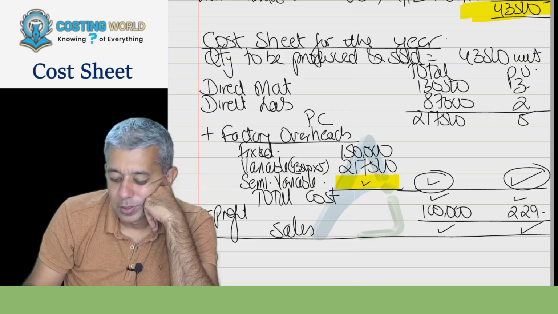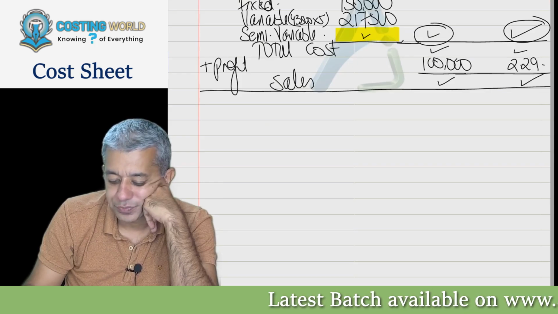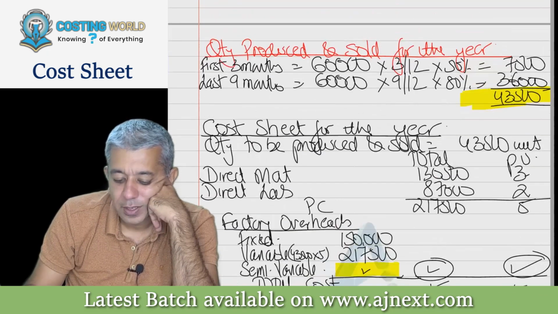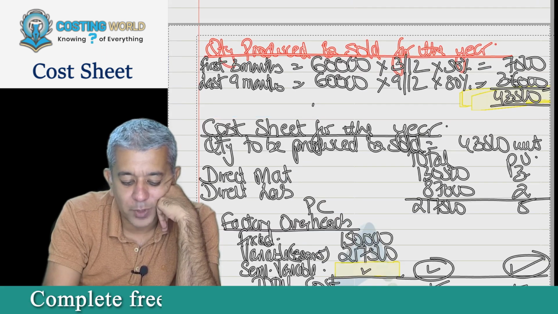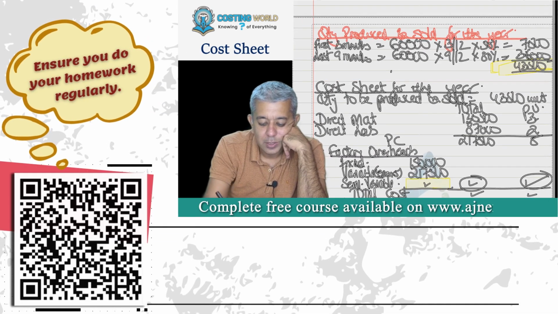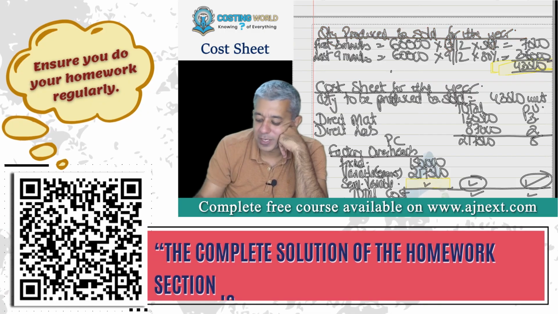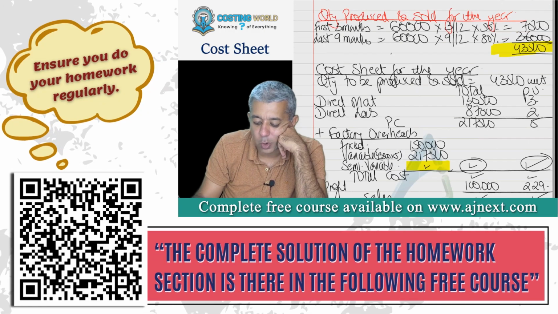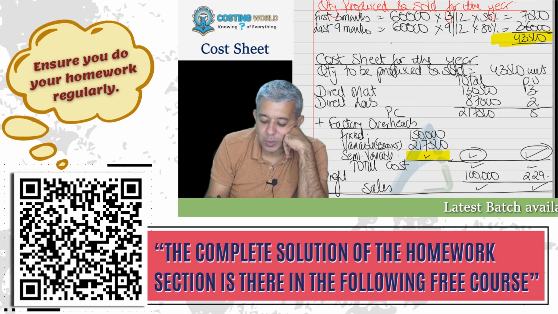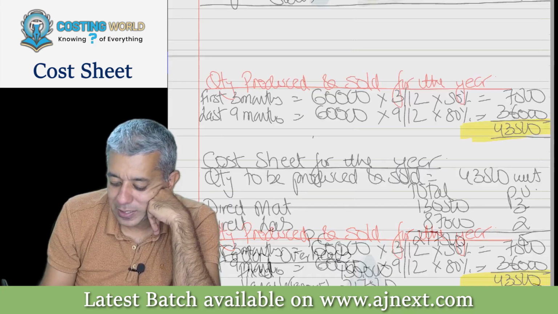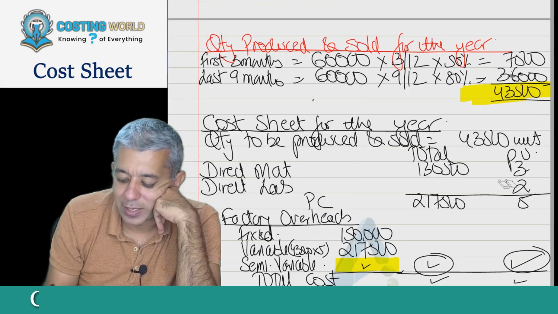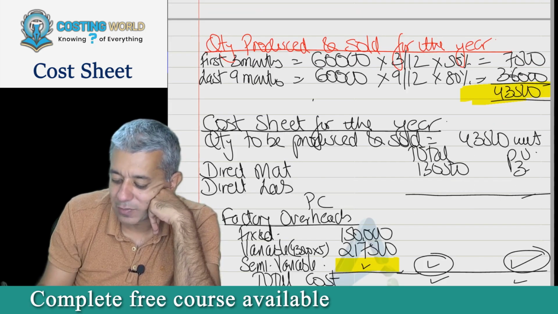Now, I'm copy-pasting this cost sheet 2 times more, because in the next 2 questions this part will almost remain the same. Maximum labor might change, that we will see. And semi-variable overheads might change, that we will see. In any case, I have not written that to you.